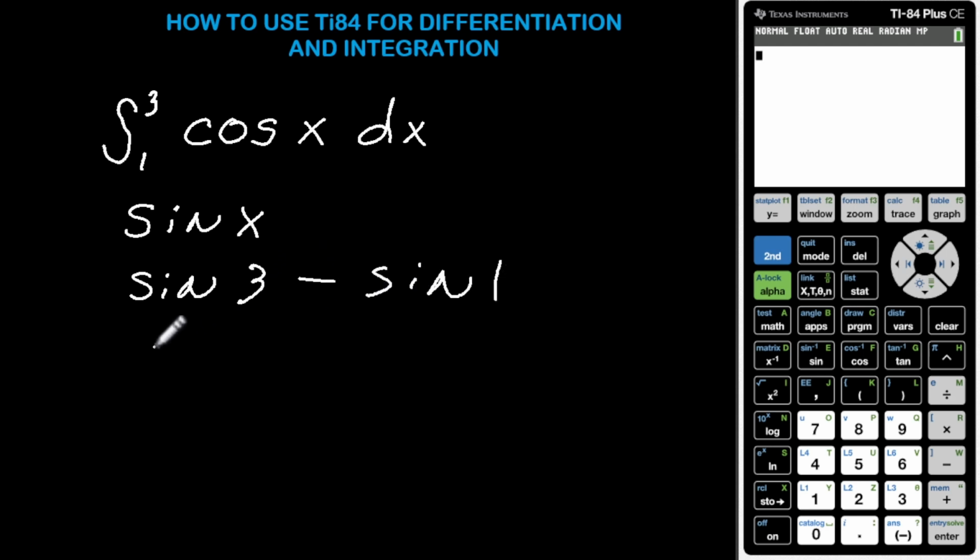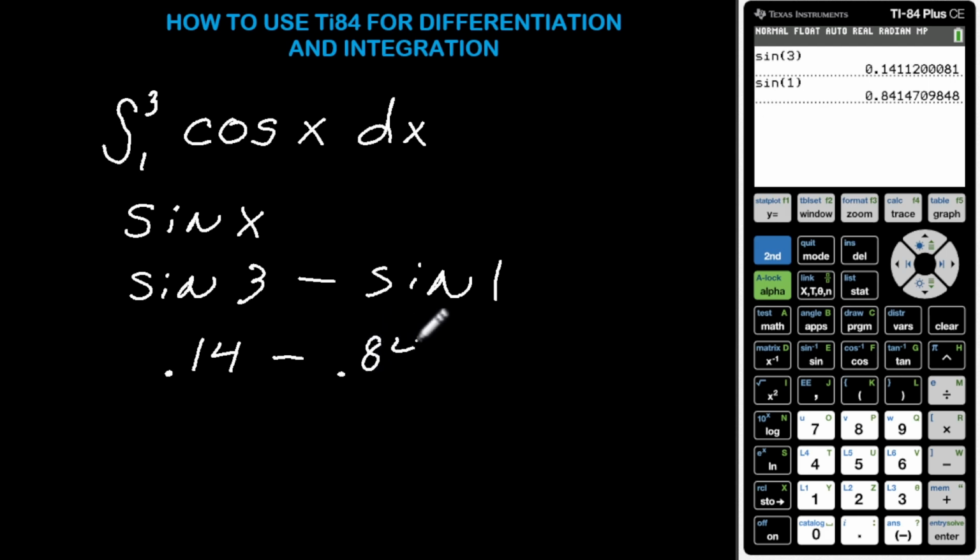And sine of 3 is 0.14 minus, and sine of 1, I think, is 0.84. So sine of 1 is 0.84. I'm subtracting 0.84. So I get approximately minus 0.7.